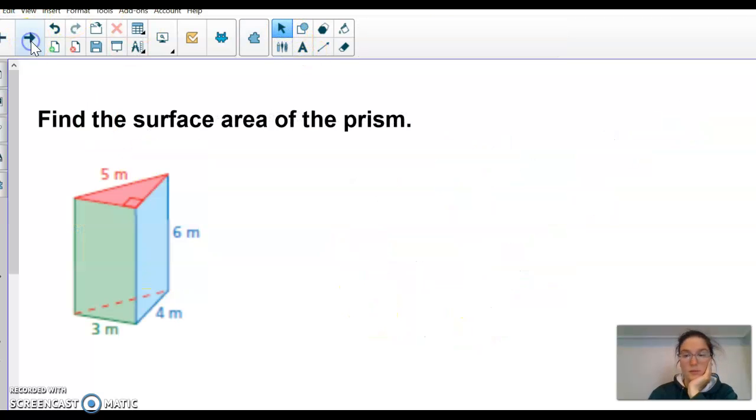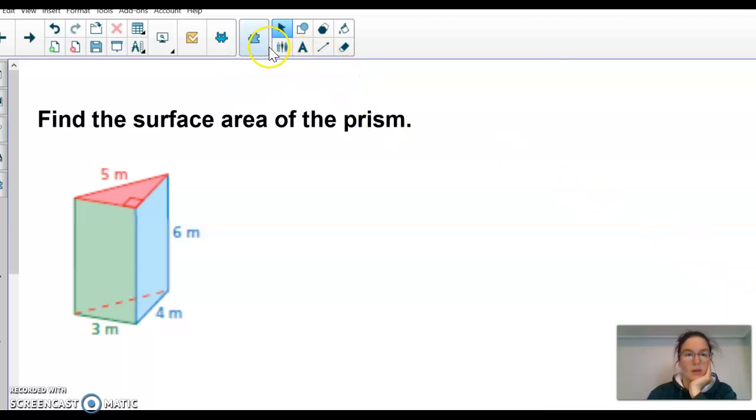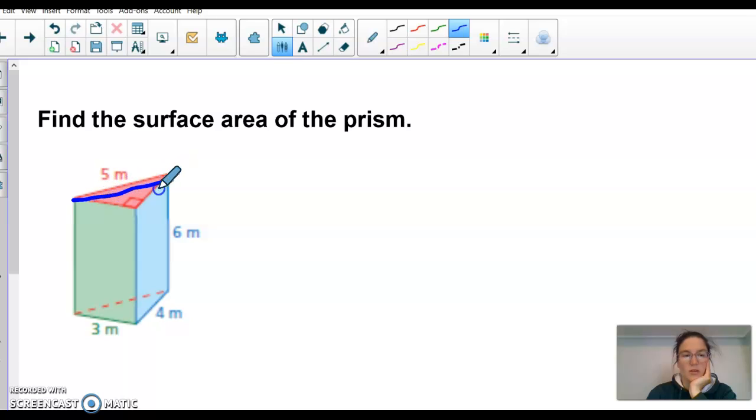So let's go to the next one. This surface area is a triangular prism because we have a triangle on the top and the bottom as a face. So I'm going to find the area of this triangle, since I just highlighted it.